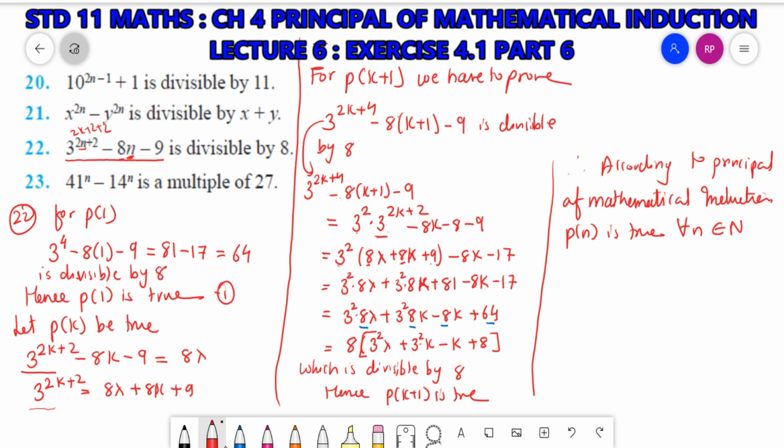Clear? This was about question number 22. Again, we use the same method. I proved P of k plus 1. Assume P of k as true and label this equation 2. Then here I replaced. I can write down here from 2. Then I took 8 common. So this means it was divisible by 8. Clear? So note down question number 22.